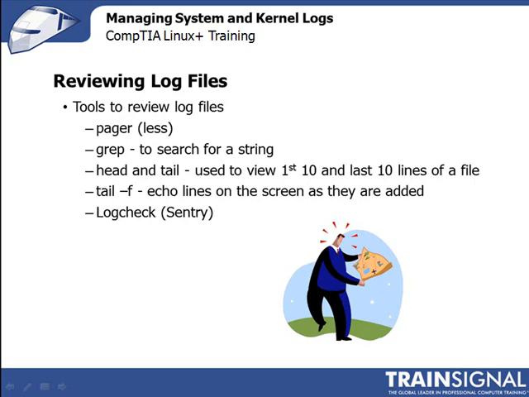First we have the pager or less command, which is used to display data in one-page increments. Then we have grep, which searches for a string in a file. Head and tail are used to view the first 10 and last 10 lines of a file respectively. And with the -F option, it continues to monitor the file and displays new lines as they're added to the file. And finally, there are third-party programs like logcheck that can also help. Let's go back to our terminal and try these out again.